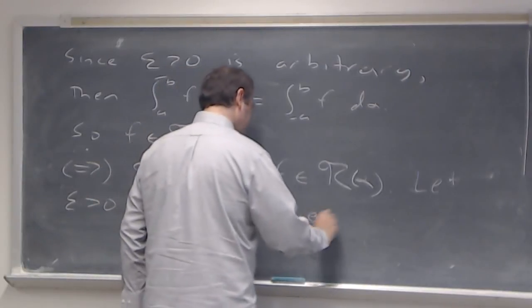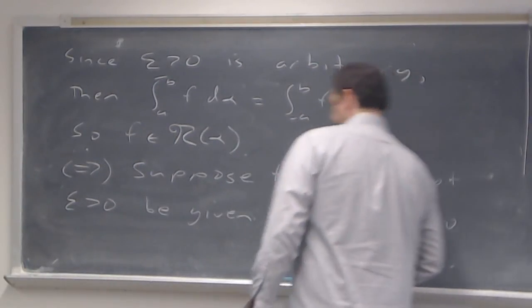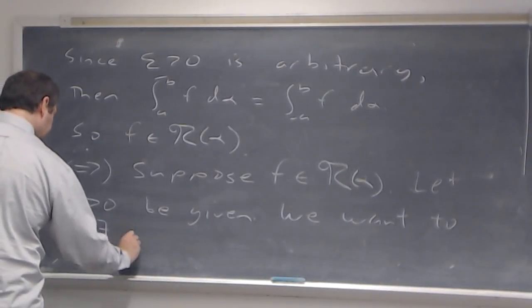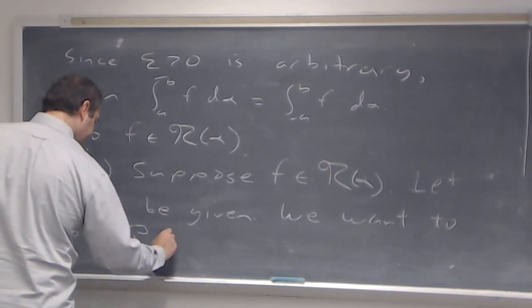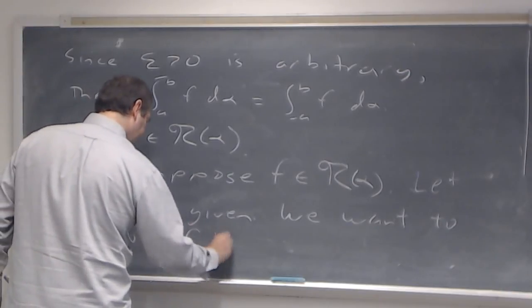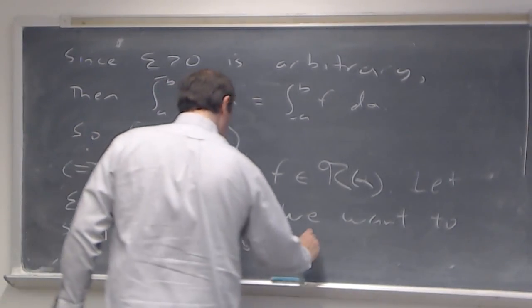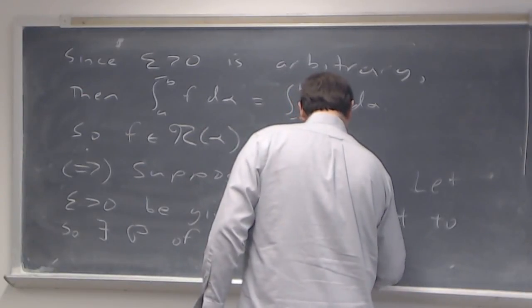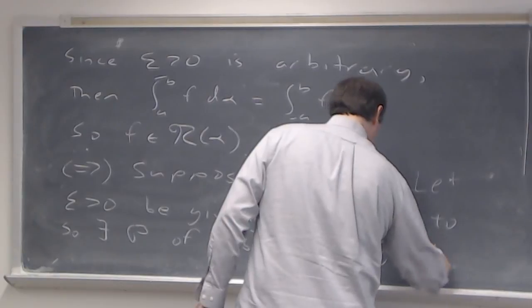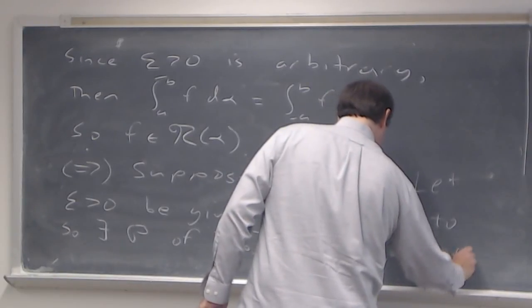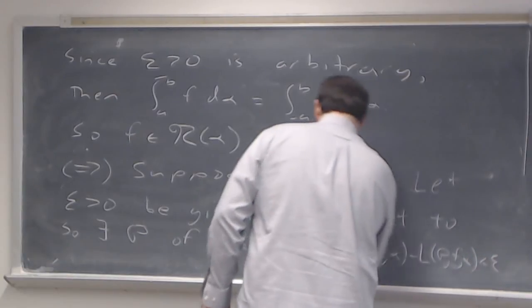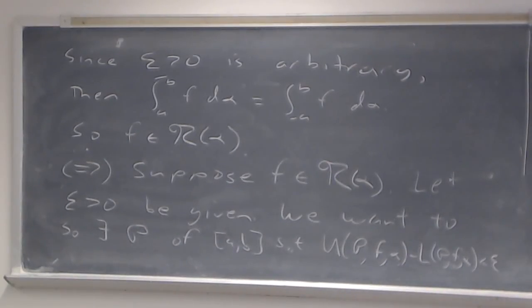What we want to do is we want to show there exists a partition, script P, of A to B, such that the upper sum with respect to this partition minus the lower sum with respect to this partition is less than epsilon. That's what we want to show. That's the statement that we want to prove.